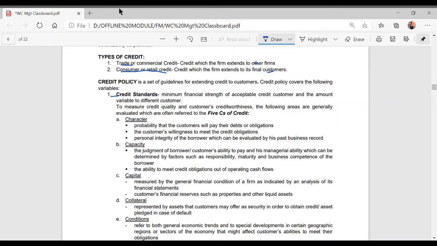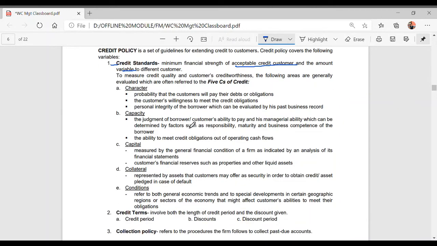So this is the minimum financial strength of acceptable credit customer and the amount variable to different customer. So in order to evaluate and measure the credit quality and customers' credit worthiness, the following areas should be considered. So we have the 5 C's of credit. So what are the 5 C's of credit? First, we have the character, and then the second is capacity, and then the third one is capital, fourth one is collateral, and the fifth one is conditions.